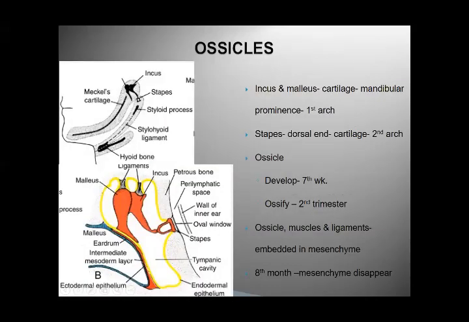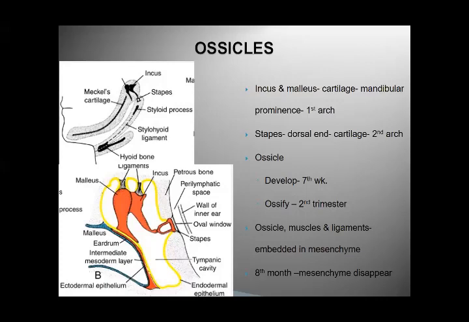अच्छा, मैलियस और इनकस की हमने डेवलपमेंट कर दी थी. Malleus, incus, they develop from the mesenchyme of the first arch, dorsal end पे. ठीक है, and the stapes develops from the second arch. ये देख लीजिए, mesenchyme of the second arch, dorsal end पे यहाँ पे. Okay, ये हम बहुत पहले कर चुके हैं.